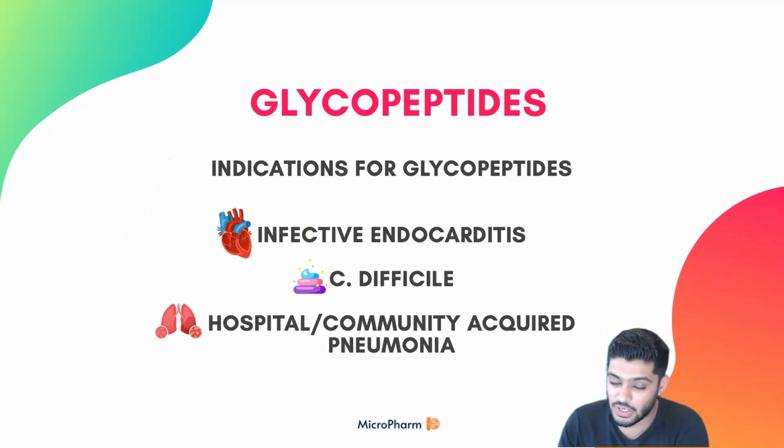Yep. So infective endocarditis, like I mentioned before, and C. difficile, which we mentioned, where it's used orally for the treatment of C. difficile. Glycopeptides can also be used for hospital or community acquired pneumonia. If you're using glycopeptides for C. difficile, the main glycopeptide you're going to be using, in accordance with guidelines as well, is vancomycin. You're going to be giving the vancomycin orally.